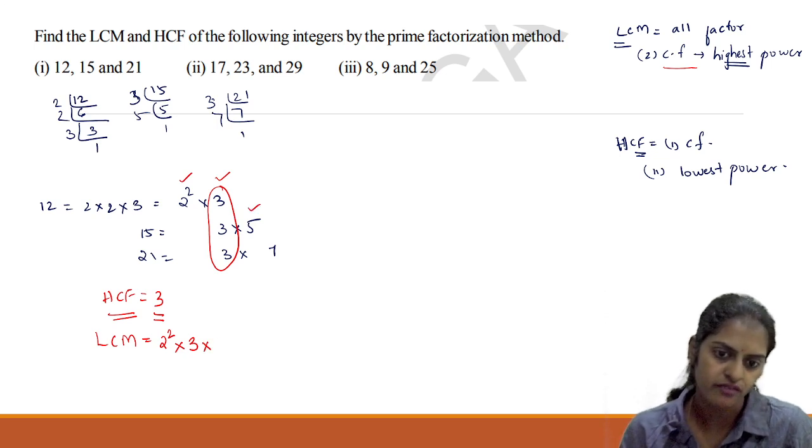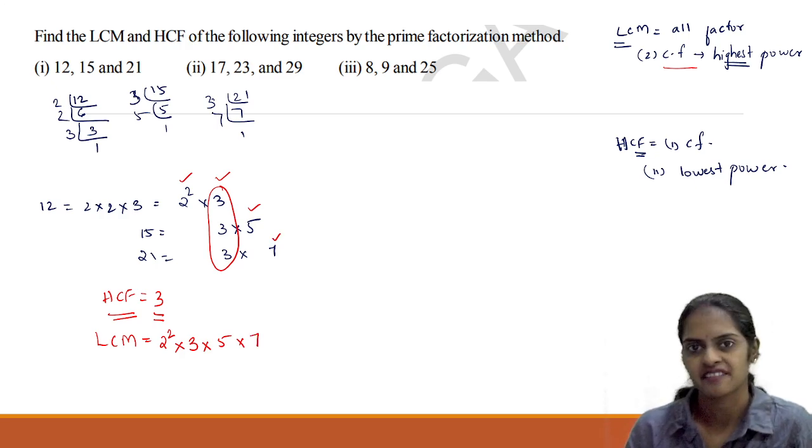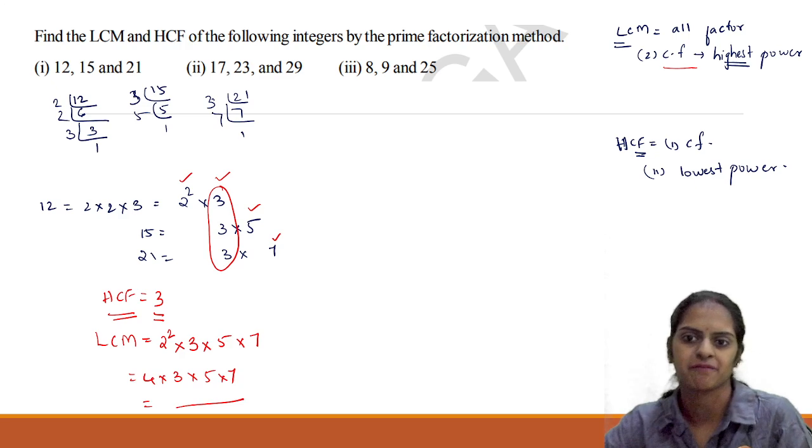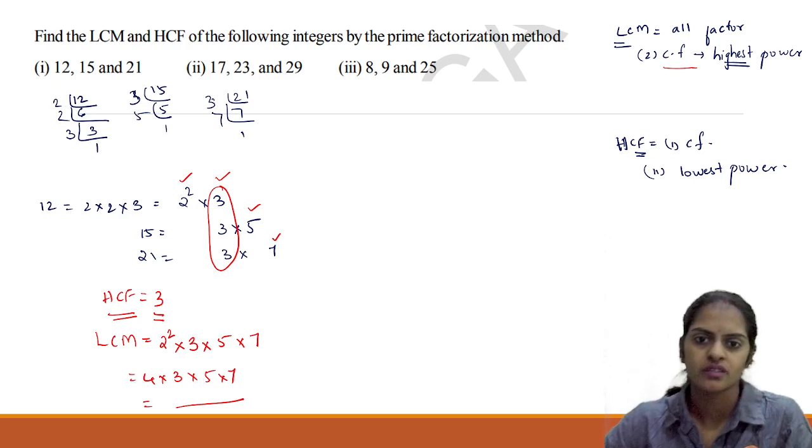Then 5 is one more factor. You have to consider all the factors. Don't forget. That's it. Simply multiply all this, you will get your final answer. You'll get the LCM if you multiply. So, the rest two, you please do as a practice question. So, look into the next one.